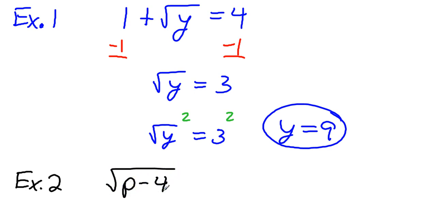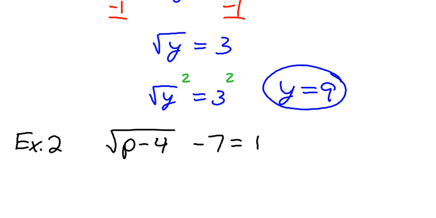Okay, let's go with square root of p minus 4 minus 7 equals 1. Now, in this case, you've got not just the x on the inside or just the one variable. This time you've got p minus 4 on the inside. But it's still that same thing, that what you have on the inside of the square root, all that's together. So that's just one big expression. So all you have to get rid of is the negative 7. Just add 7 to both sides.